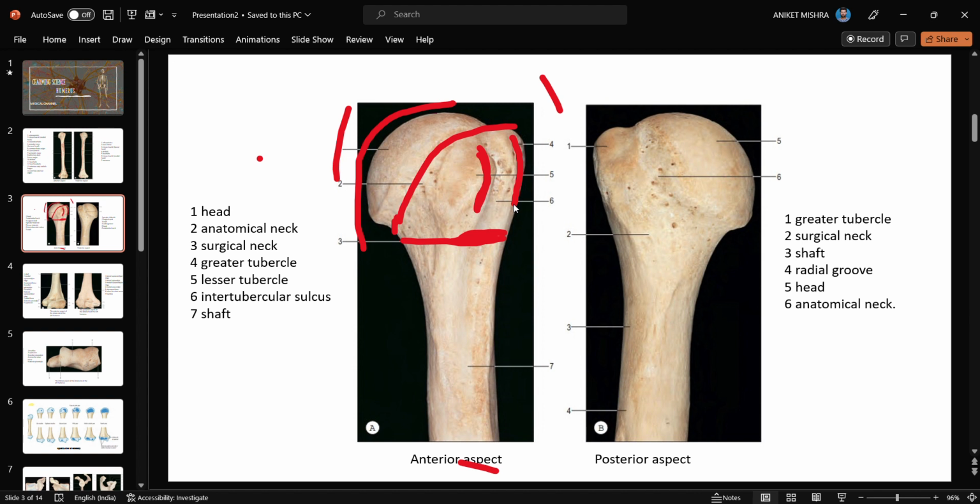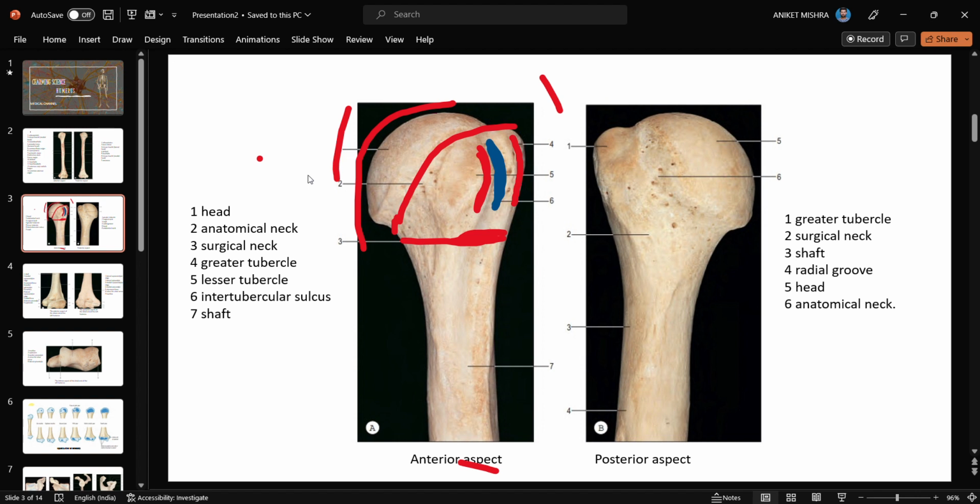There is a part that is the intertubercular sulcus. The intertubercular sulcus is also known as the bicipital groove. I will draw it with a different color. So this part is known as the intertubercular sulcus. It's a groove-like structure, also known as the bicipital groove, that separates the lesser tubercle medially from the anterior part of the greater tubercle.